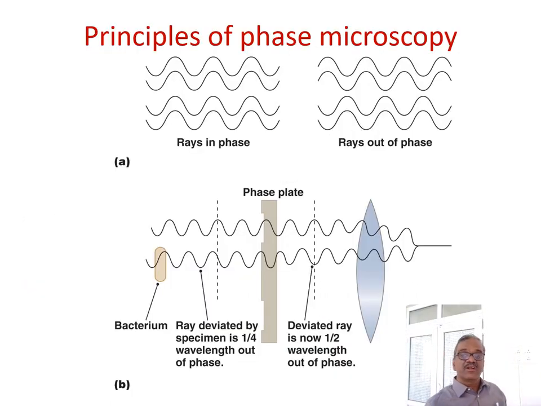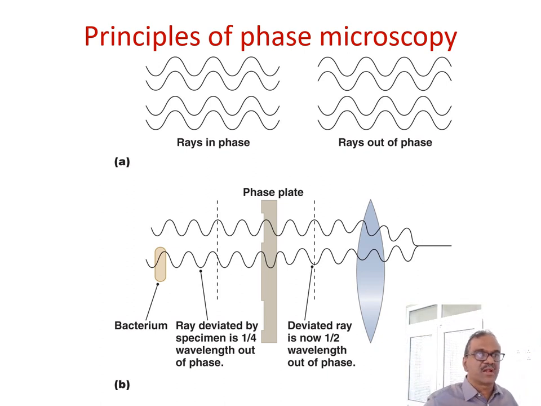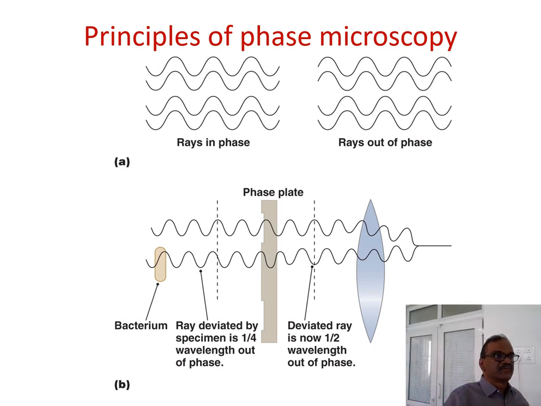Then what is the principle of phase microscopy? Okay, how are the light rays able to be in phase, then how are they out of phase? Are you able to see the first wavelength and the second waves? The waves of both rays in phase, rays out of phase. What are you seeing in the observation?